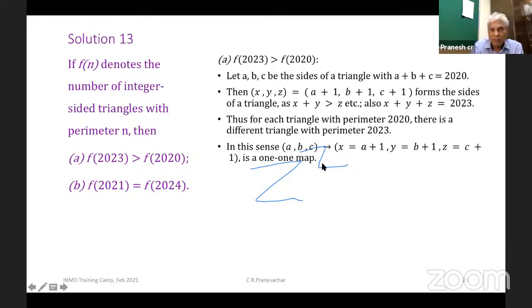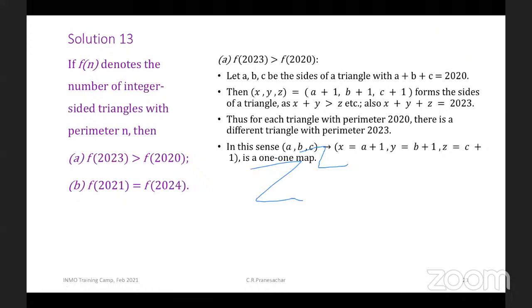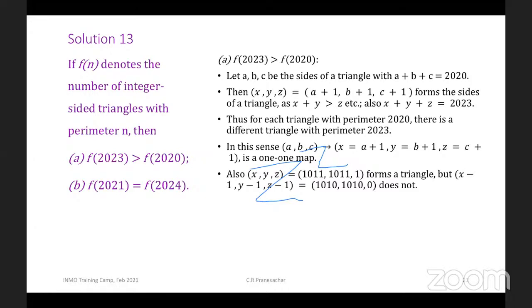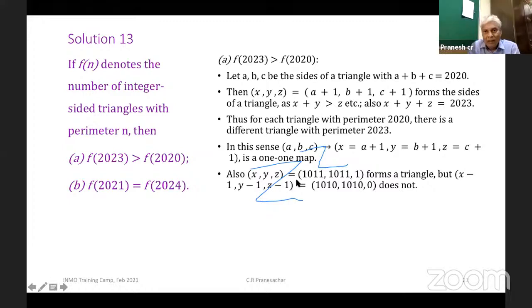But it's not an onto map, because you can always find a triangle with 2023 as perimeter that cannot be obtained by adding 1 to each of A, B, C. Can you specifically point out at least one triangle? Yes, sir. 1011, 1011, and 1. Oh, that's what you said. Okay, so you are right, it has one of the sides as 1. 2023 will allow one of the sides as 1 because the other two can be taken as equal. So if at all you want to get it from A, B, C, then the values must be 1010, 1010, and 0. This is not possible. Okay, so this is one example.